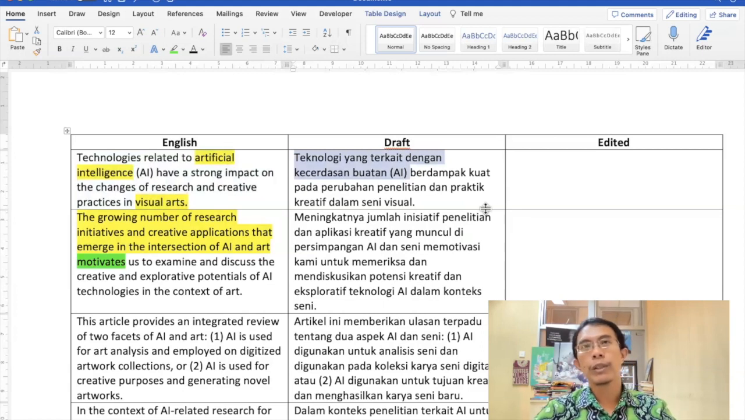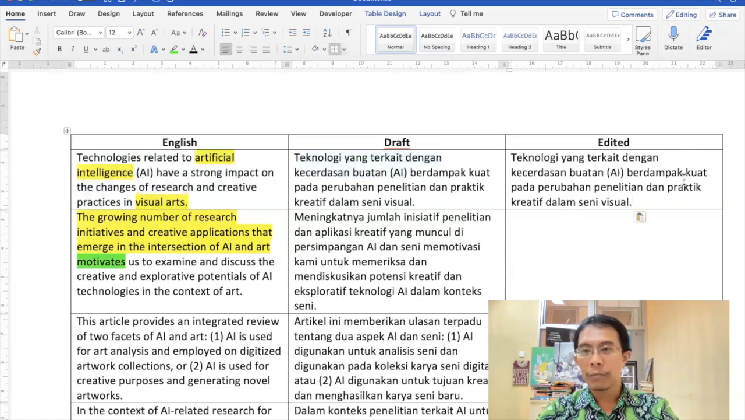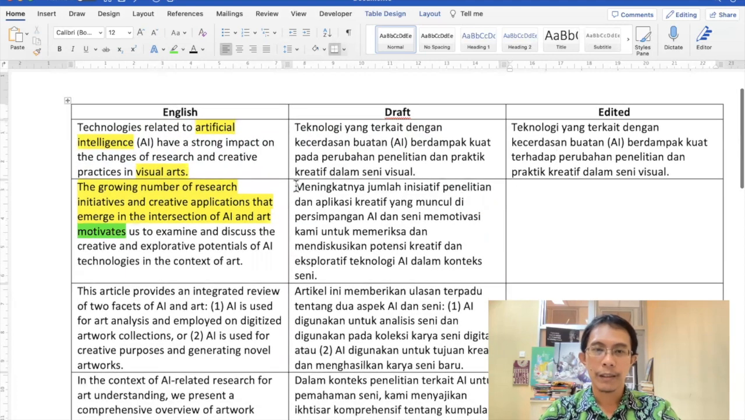In Indonesian, when we say berdampak kuat, we can use pada, but it would be nice if we can say berdampak kuat terhadap perubahan penelitian dan praktik kreatif dan seni rupa. So if we want to edit it, it will be like berdampak kuat terhadap perubahan penelitian dan produk praktik kreatif dalam seni visual. Okay, this is great. Then we come to the next part, like this one.